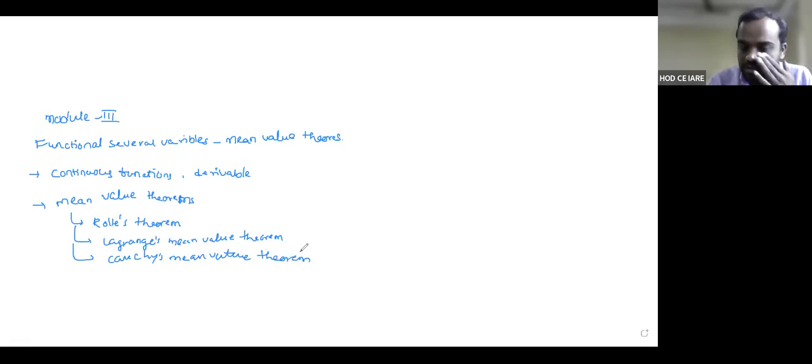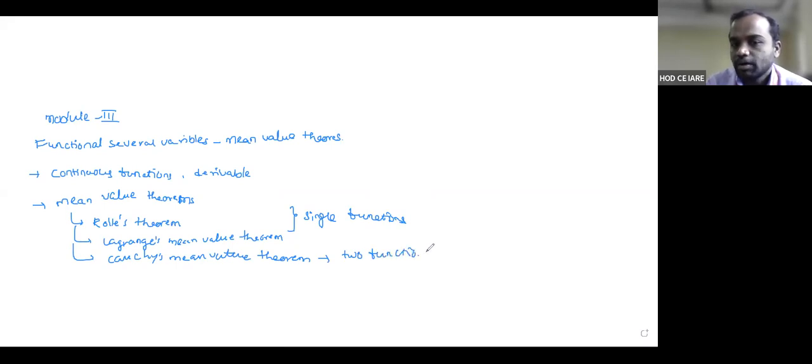Rolle's theorem and Lagrange's theorem both deal with a single function. Both are discussed for single functions. Next is the case of two functions. So, in this, we have functions of several variables and the mean value theorem for continuous functions.